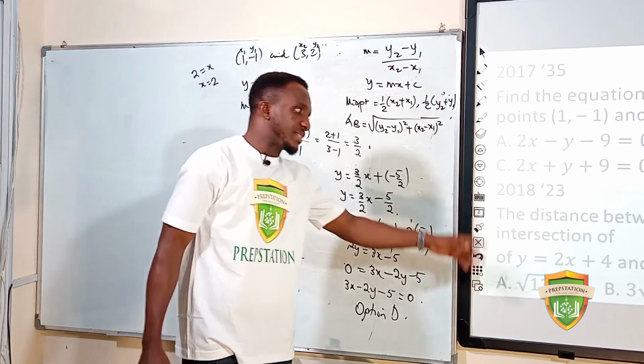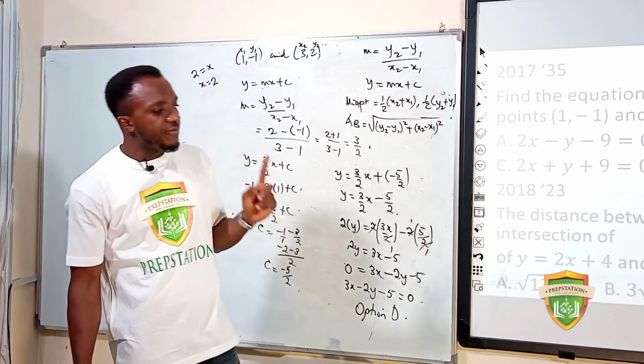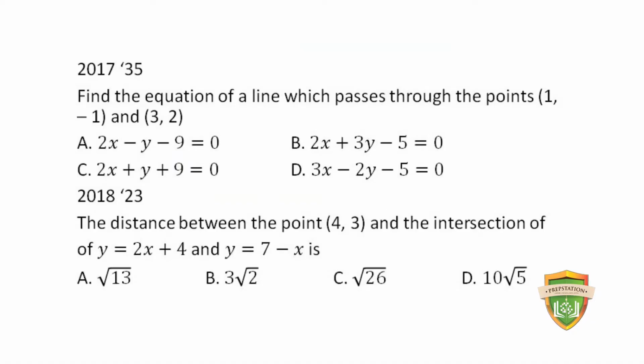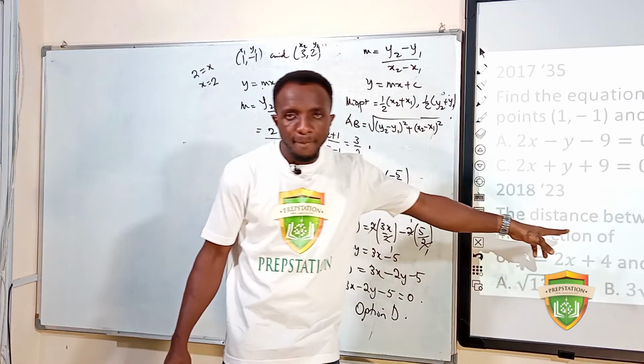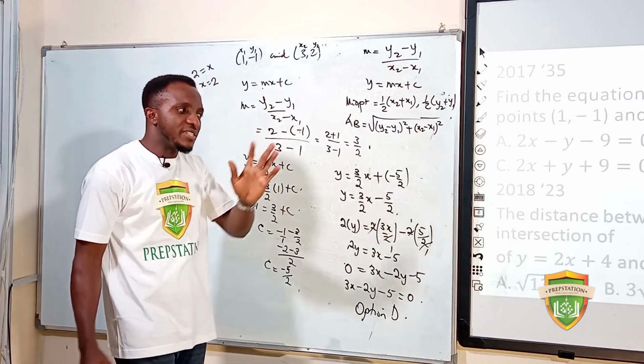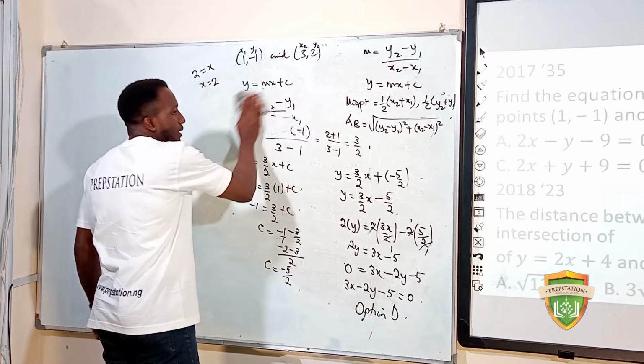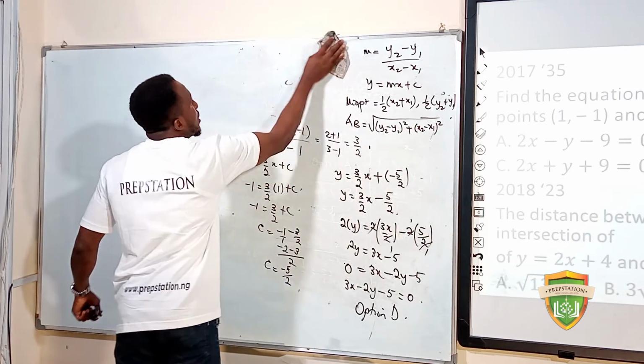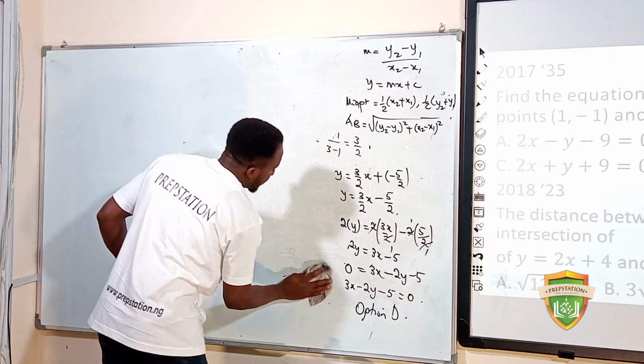Now the last one is this. Now this question you have to be very careful. The distance between the point 4, 3 and the intersection of, please forgive the typo error here, the intersection of y equals 2x plus 4 and y equals 7 minus x is what? Now take note, there are two equations here. How do we solve this question? Very simple. Now look up, follow me. That's 2018 number 23. Just follow me, you have an understanding.